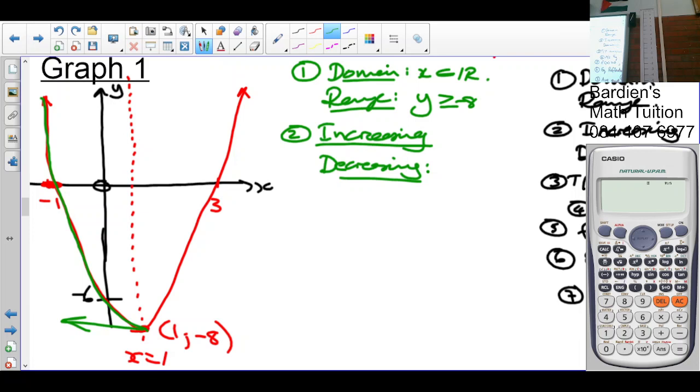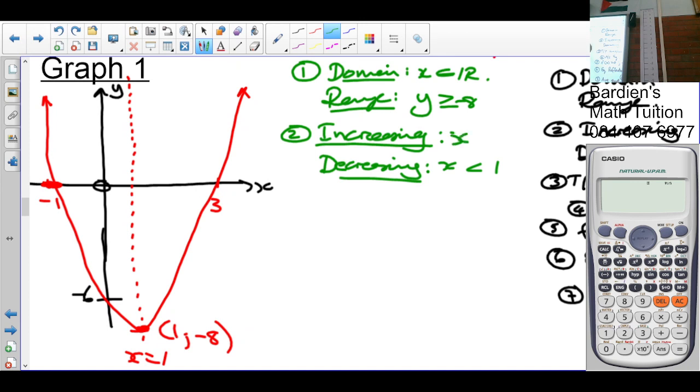So it decreases for x's less than 1. Can you see that, people? So it is decreasing for x's less than 1. And where's the graph increasing? Sorry, it's decreasing for x is less than 1. So what do you notice on this far side of 1? The graph is increasing. Can you see that? So it's increasing for x's more than 1.